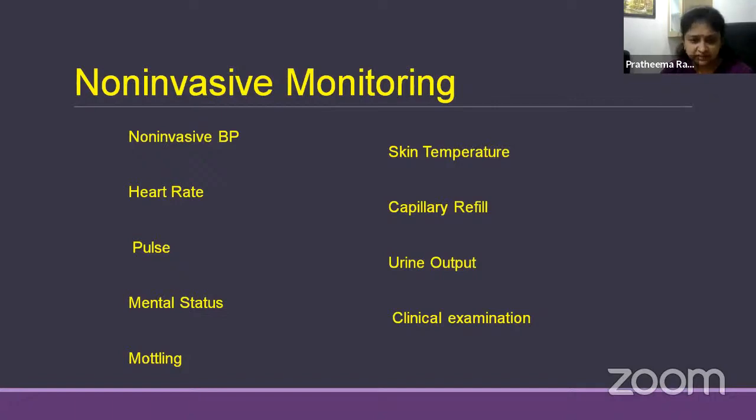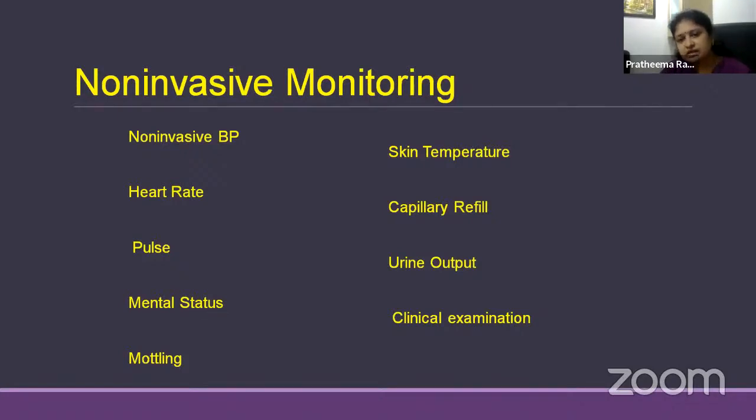We have a lot of fancy terms. But basically, there are 3 windows to see whether the patient is adequately perfused in a clinical examination. One is the mental status. Is the patient having an altered sensorium? If the patient is in shock or the cardiac output is not good, the patient is going to be drowsy. So that is one window.